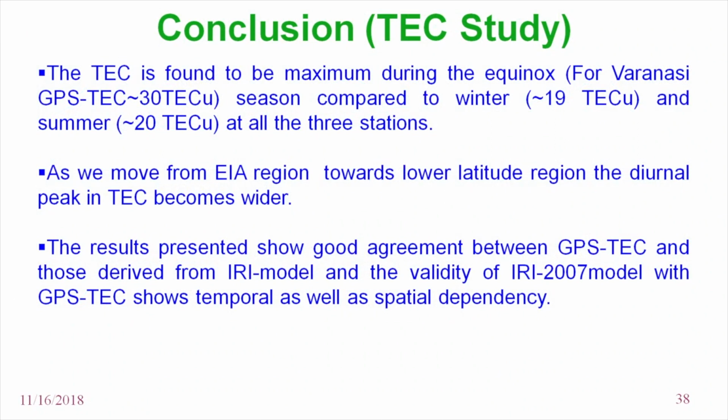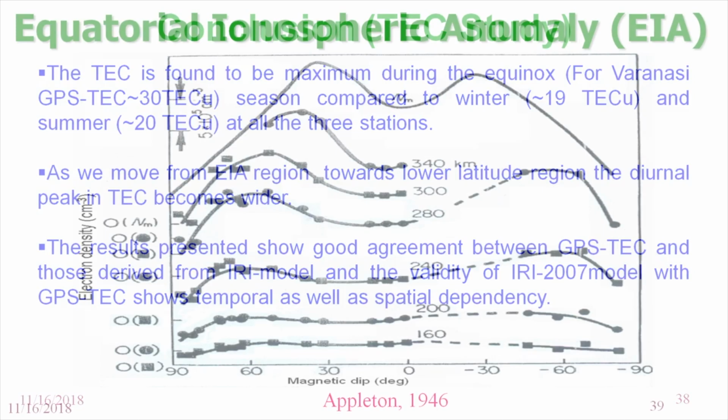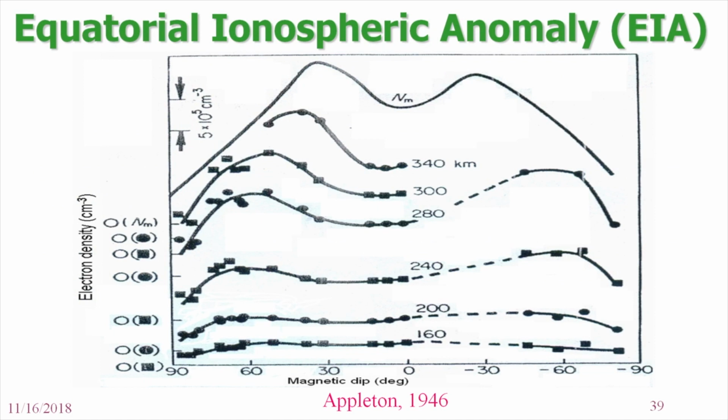So, what we say is that TEC, total electron content, is found to be maximum during the equinox months in Varanasi. It has a seasonal variation, which is maximum in equinox and minimum in summer. As we move with the EIA, the Equatorial Ionization Anomaly, a maximum value in the diurnal peak is found. The result presents a good agreement between the GPS ground observation and the IRI model, and our data also validated the model, and it is used to find the spatial distribution as well as the improvement of the model.